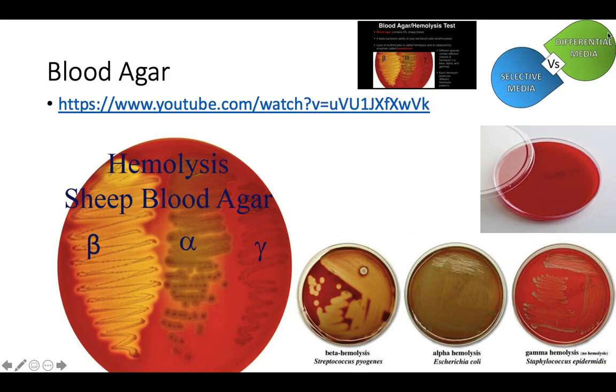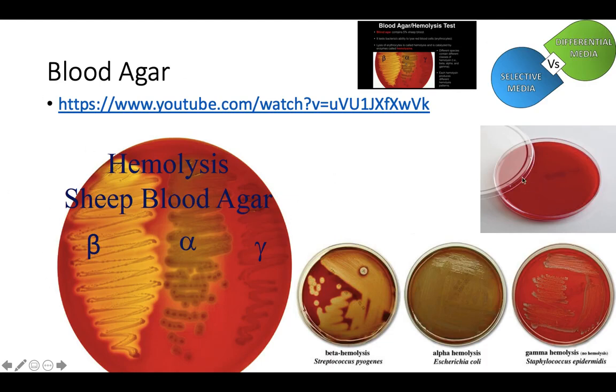Now, the differential agent in blood agar is the blood itself, red blood cells. There is no selective agent. Pretty much everything can grow, but it is differential, the differential agent in this case being red blood cells. So what happens is you take a sample from your patient and you put it on this blood agar plate. You put it in the incubator. You come back and you look and see what the bacteria did to the red blood cells themselves.